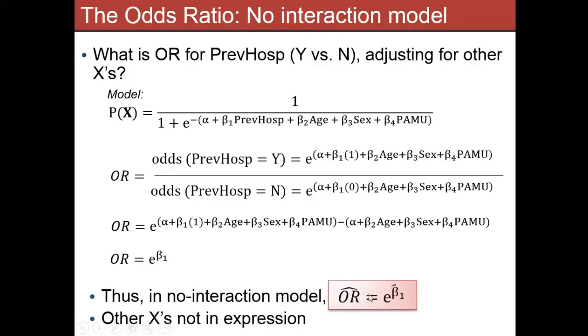So in the no interaction model, the odds ratio is just e to the beta 1. Everything else conveniently goes away. What's really great about this is we did not have to specify what all these other values were. This is true for any age, any sex, any previous antimicrobial use, any values of these covariates. It doesn't matter, they all go away. This is not always going to be the case, as we'll see in some other situations, but in this simple situation, everything conveniently cancels out. That's really nice. So that's why it's e to the beta 1.